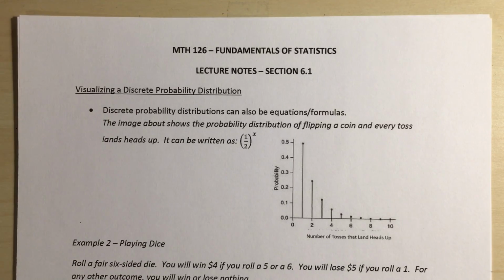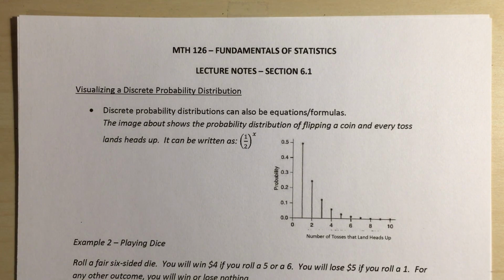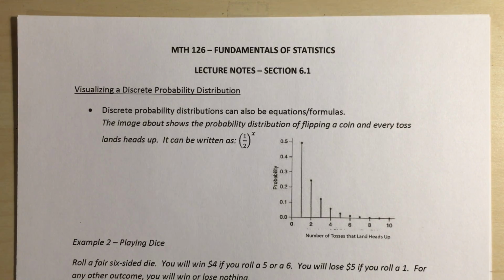There is another way that we can also visualize distributions. We can think about them as equations. So the discrete probability distribution can also be equations or formulas. The image shows the probability distribution of flipping a coin and every toss landing heads up. It can be written as 1/2 to the x power. And we'll explain here where that formula comes from.